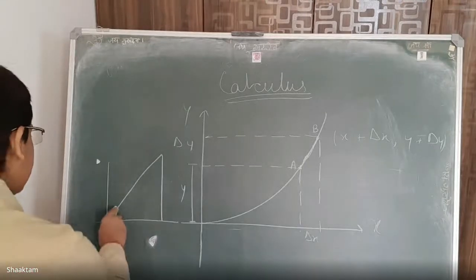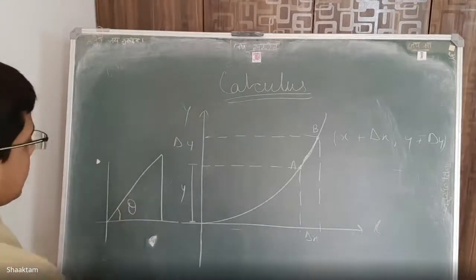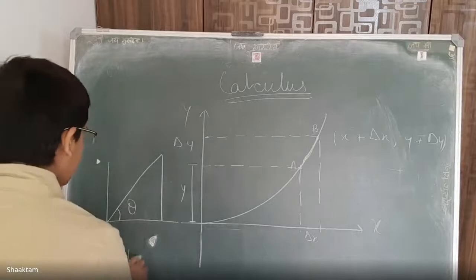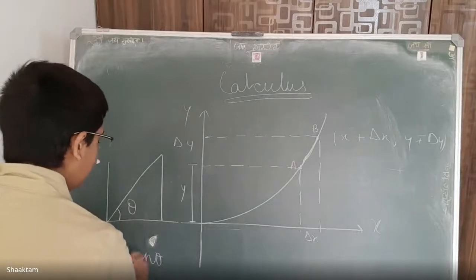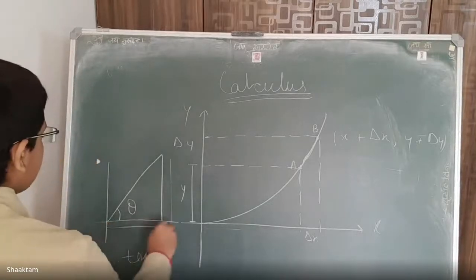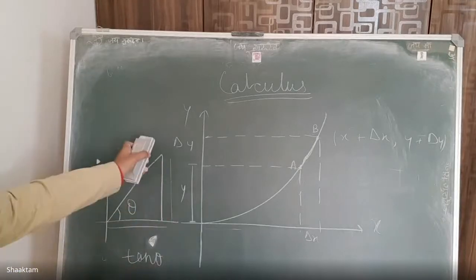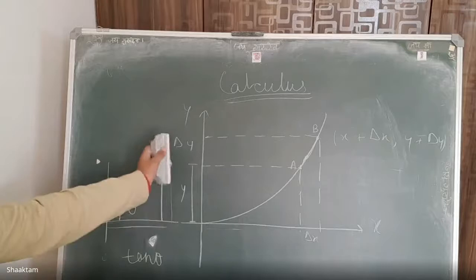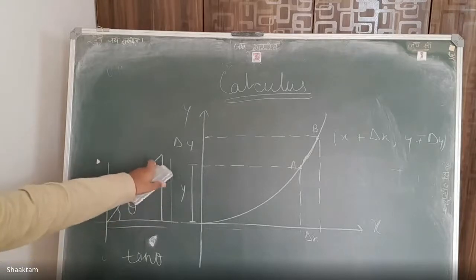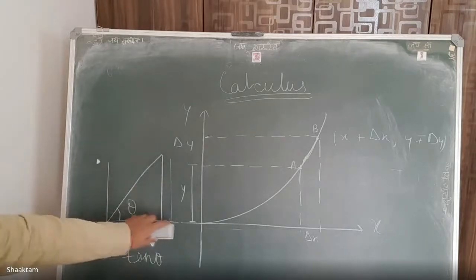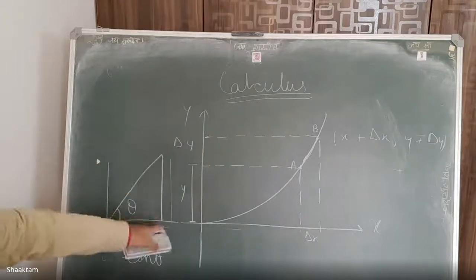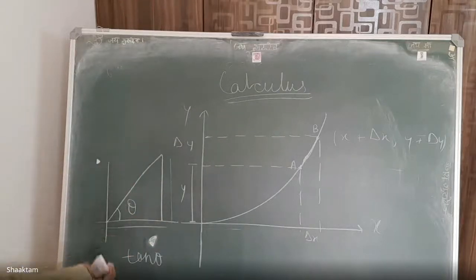If I take this angle as theta, can't you also make out that the slope will be tan of theta? Perpendicular by base, right? This is change in y coordinate by change in x coordinate. So, yeah, it's self-explanatory. Perpendicular by base. Fine. Okay.